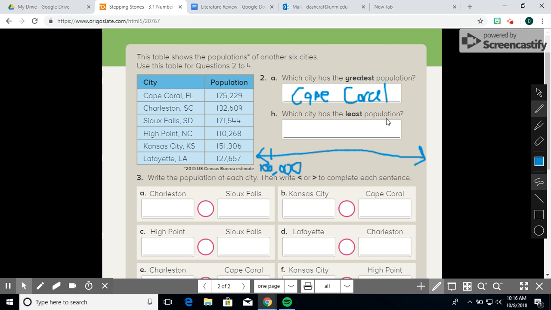I want you to solve for the least population on your own. Remember, least means the smallest. So we're still comparing these, but now we're looking for the smallest number.